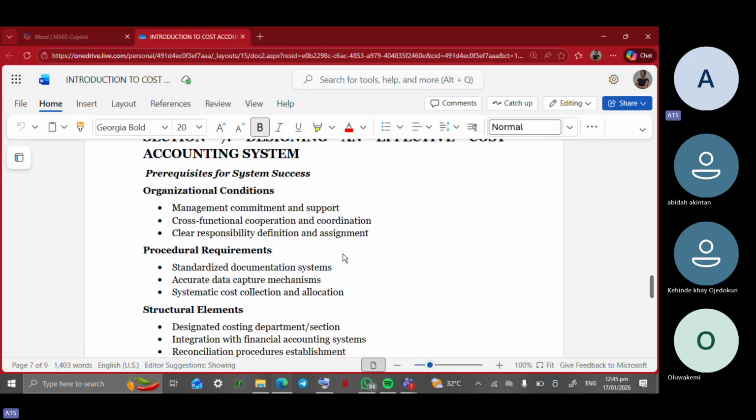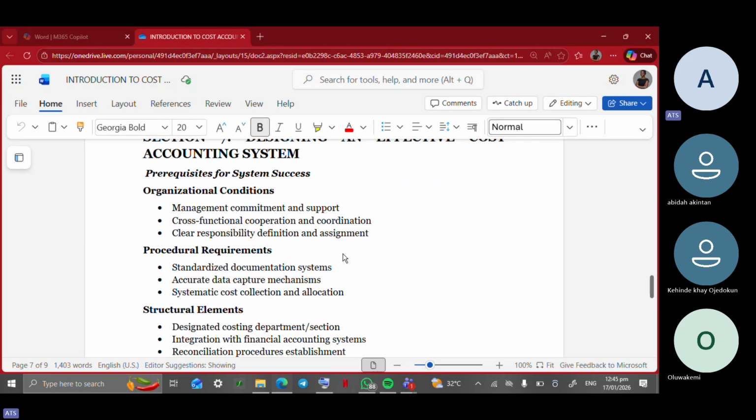Before you design your cost accounting system, you have to make sure that some things are in place, right? You want to look at the organizational conditions. How committed is management to designing an effective cost accounting system? Because you as a cost accountant may go there and give them all these ideas, but they might not even be interested. So you have to first understand how ready management and even other departments are to cooperate with you to make sure that you design an effective system.